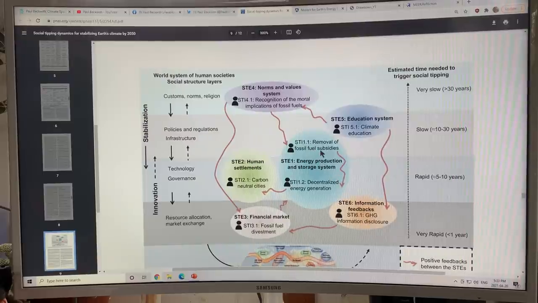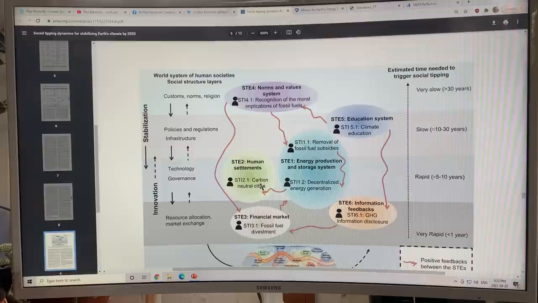We need to remove fossil fuel subsidies all around the world. We need to push for decentralized energy generation. And then this leads into human settlements or cities. We need carbon neutral cities.